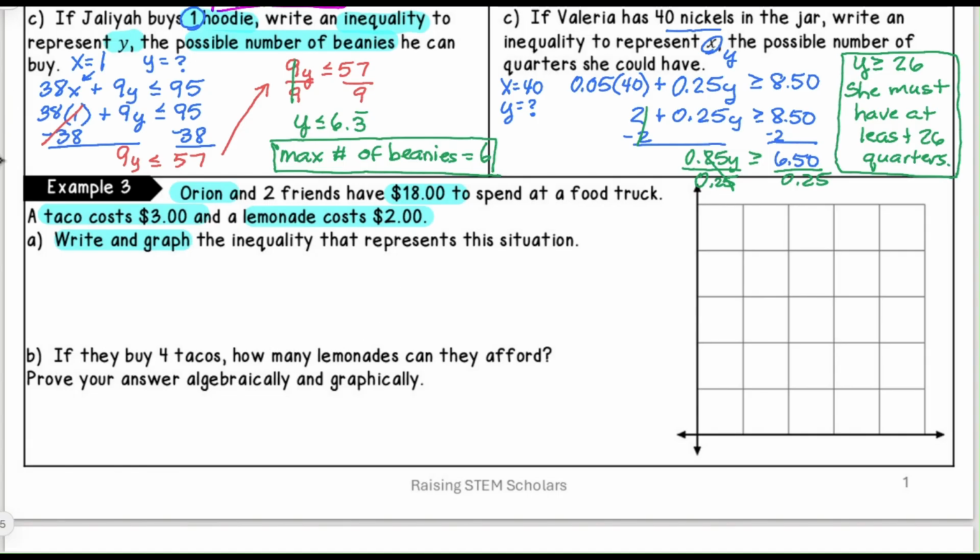Alrighty, so if they have 18, that's all they got, right? That is going to be the most they can spend. They can spend exactly 18, or they can spend less than 18, like 15 or 12 or whatever, but they cannot spend 1801 because it doesn't say that they can, right? So they have 18. That's it. We are going to define our variables. So let's go ahead and say let x equal tacos and y equal lemonade.